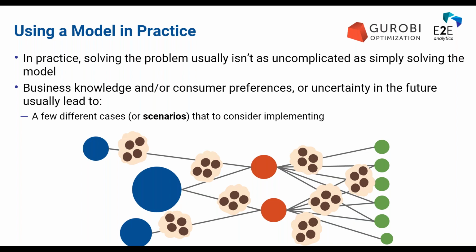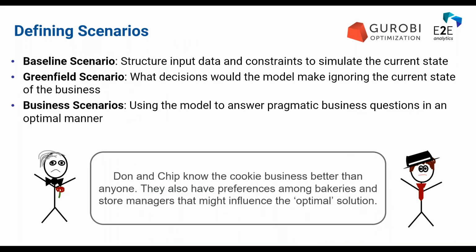So when we take all this business knowledge and the consumer preferences into account, you might have a model and you want to solve it in a few different scenarios based on different outcomes and different possibilities in the future. So we're going to talk about that. So what types of scenarios?